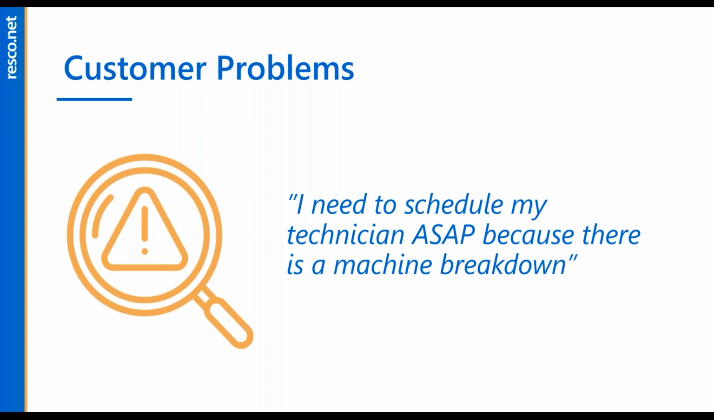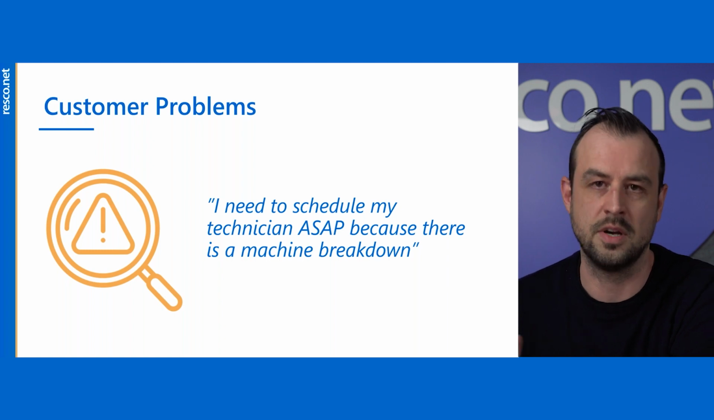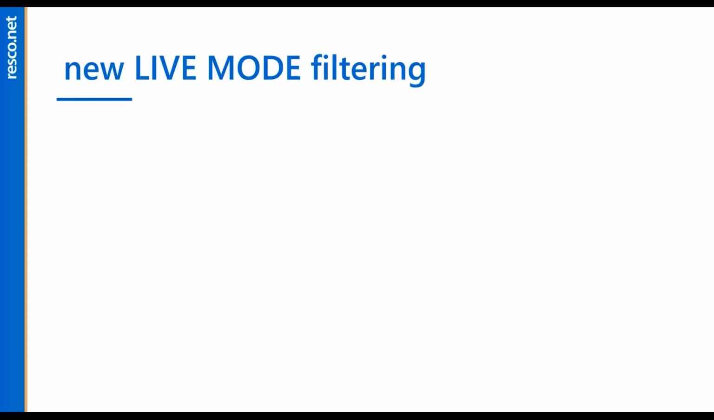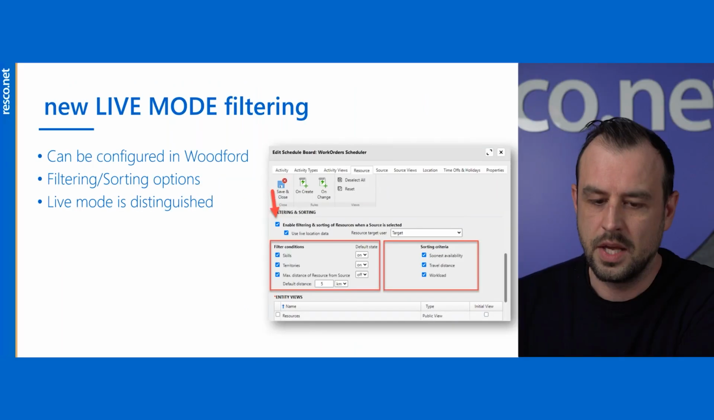As you might remember, we already developed some more advanced filtering on the schedule board and wanted to elevate the user experience and how people are using this. So we have the filtering mode already, but we added some more functionality. This filtering mode for the schedule board can be configured in Woodford. The administrator can also select to enable the live mode, as you can see on the print screen.